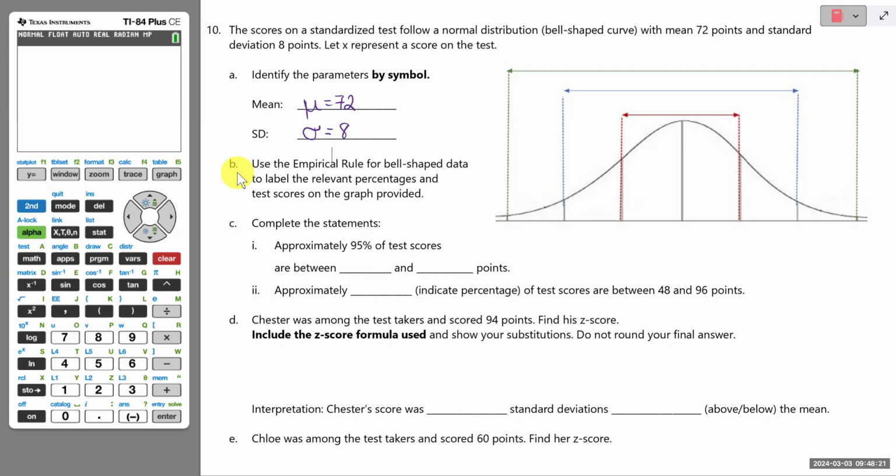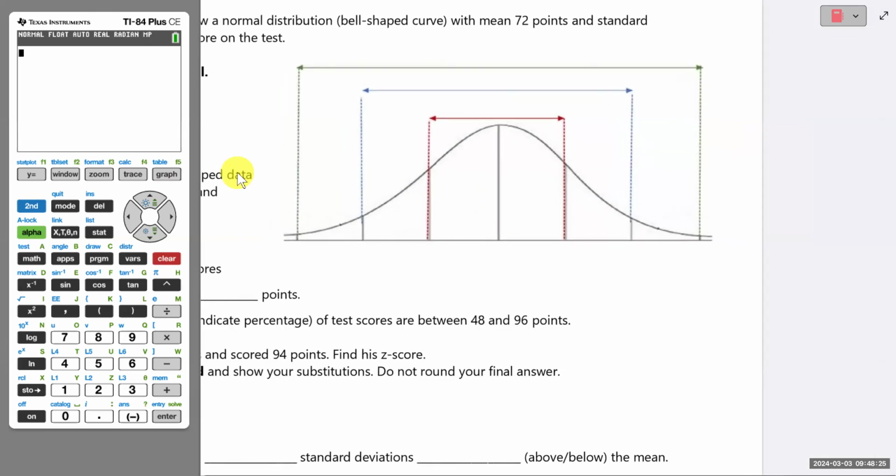scores on the graph. All right, I'm just going to come over and make my graph a little bigger here. I'm going to label my x-axis. So x would be points scored on the exam. And the mean was 72, and that establishes the center of the distribution. All right, so that's your mean. And then the spread of the distribution is established by the value for sigma.